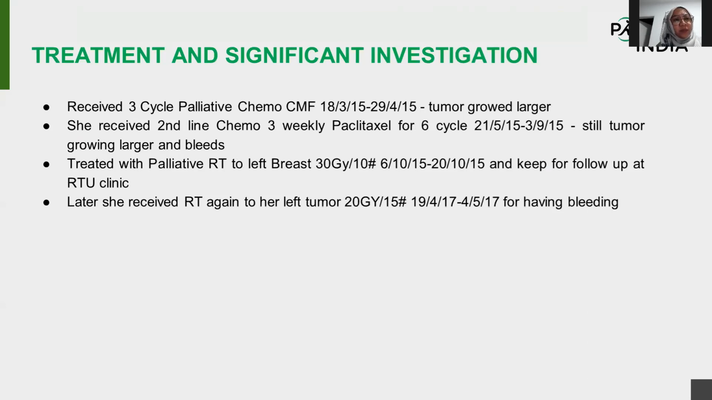So her treatment and the significant investigations. She received, all from the chemo RTU center, 3 cycles of palliative chemo and another second line of chemo, but the tumor was still growing larger and bleeding. She was treated with palliative RT and then followed up at the RTU clinic. And then she received another radiotherapy for the left tumor because it was bleeding. Next slide.